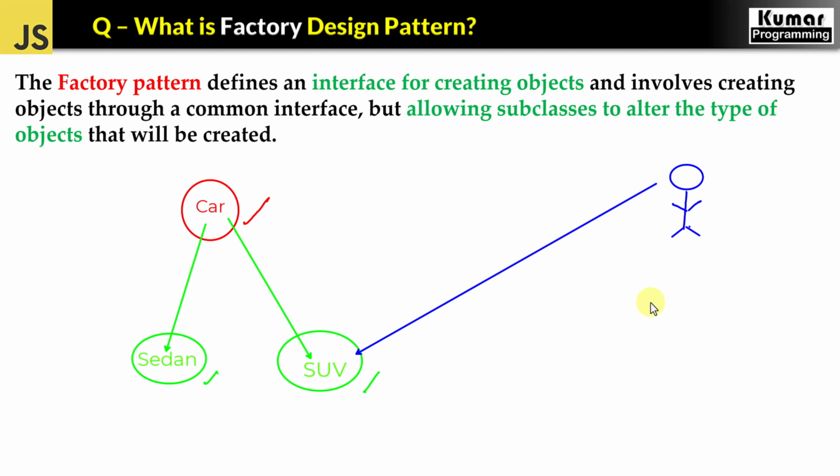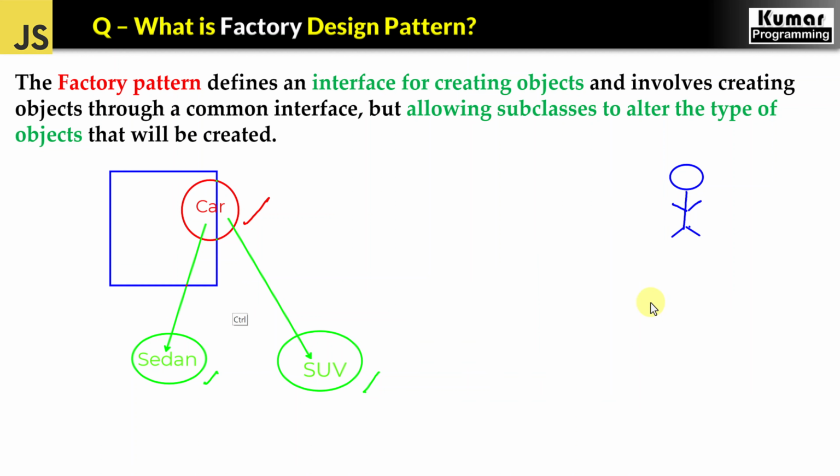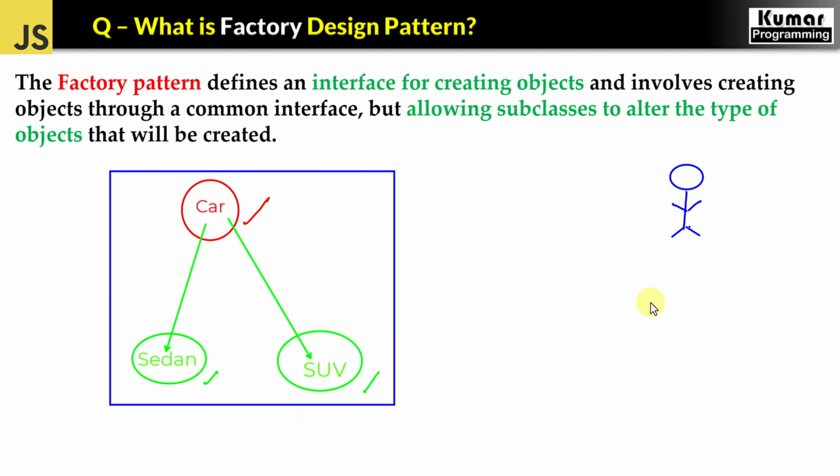Okay, the client is tightly coupled with our SUV object, and that is a very bad design. So what we have to do is create a wrapper class on top of these classes, and that wrapper class will be a factory class. It would have a method createCar, and in this createCar method we are passing the type which we need, right? We need an SUV type, or we need a sedan type, or we need a generic car.